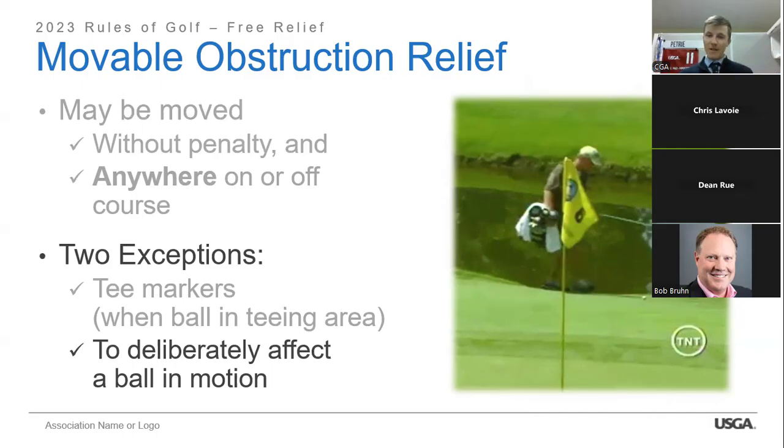Now, he's picked up that movable obstruction to affect the ball in motion. And as a result, he's going to get the general penalty. Not only that, where's the ball? Ball's in the penalty area. So he's got the two-stroke penalty for moving the movable obstruction to affect the ball in motion, and he's now having to take penalty relief on top of that. So although it's instinctive to pick it up, always best to leave rakes and movable obstructions in place if they're going to affect the ball in motion.